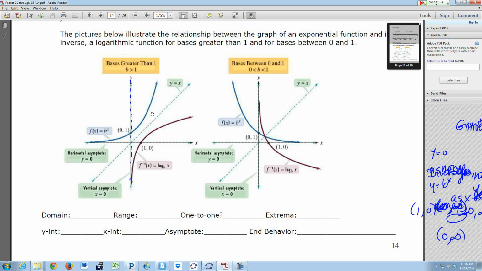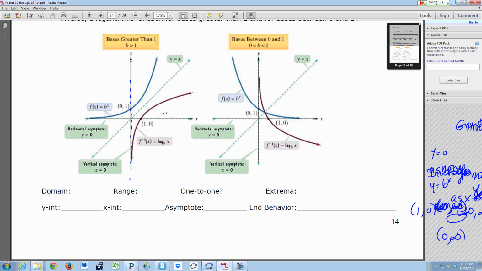Our domain is all real numbers. Our range is all real numbers. Okay? And then I think everything else is pretty much the same as it was here, with your horizontal asymptote y equals 0 becoming x equals 0 for your vertical asymptote. So these act just like they acted before when we were just studying regular old inverses that were polynomials. Same exact idea.